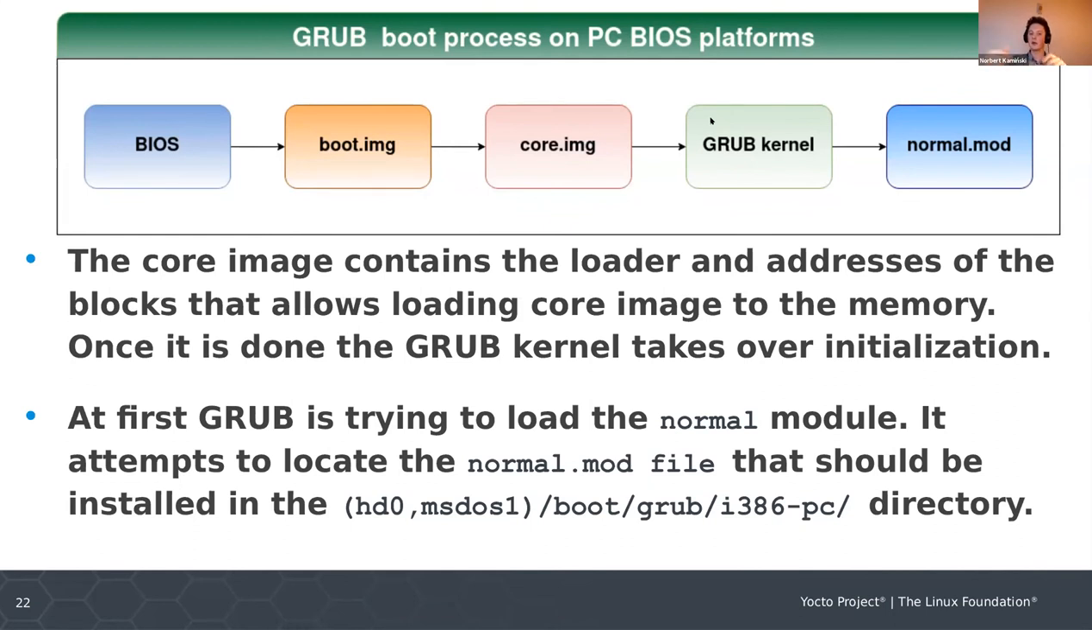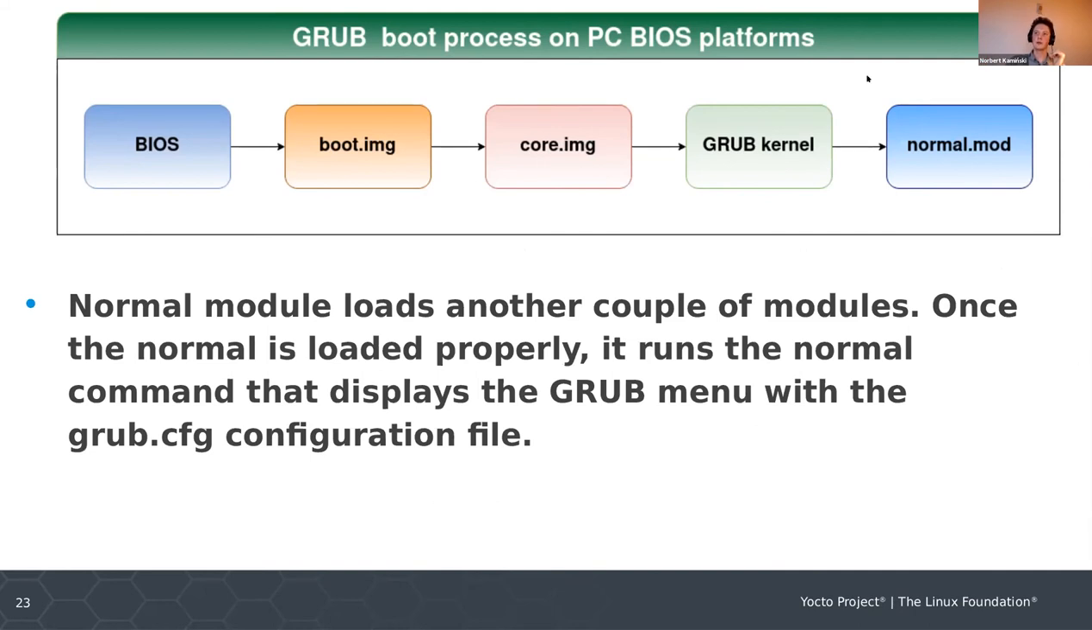So if we are at that point and something goes wrong, GRUB will throw the rescue shell and show us some debug information. So from this point, we are pretty aware of what is happening with our GRUB. The next step GRUB takes is loading the normal module. The normal module should be installed in the module directory in /boot on the boot partition. And when it's loaded, it runs the normal command that displays the GRUB menu with the GRUB configuration file.